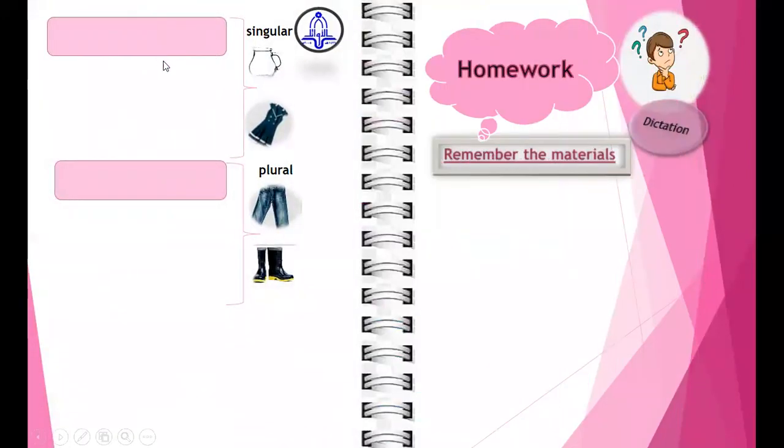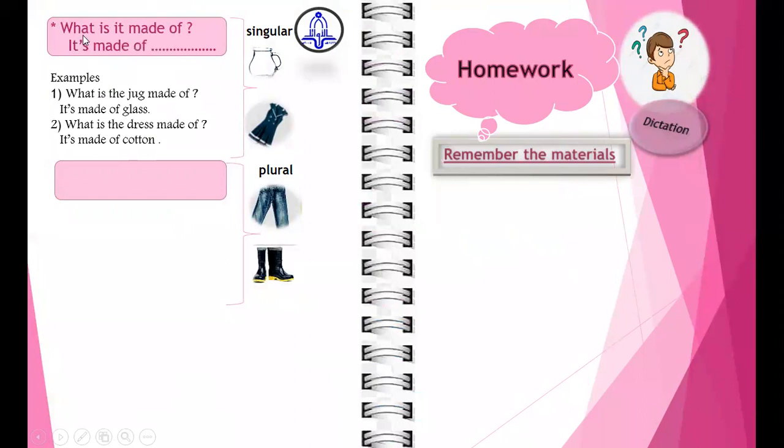Now, what are the grammatical things in this lesson? إذا إيش القواعد المطلوبة مني بهذا الدرس؟ عندي استخدام صيغة السؤال: What is it made of? For singular items, الأشياء المفردة, I use what is it made of. بالأنسر بالجواب نحذف what. I say it is made of, then you will determine the material.